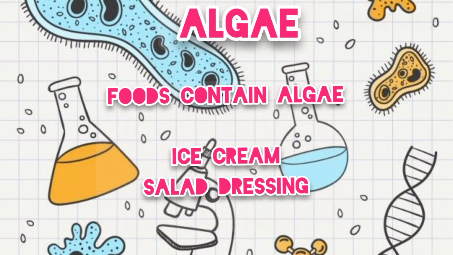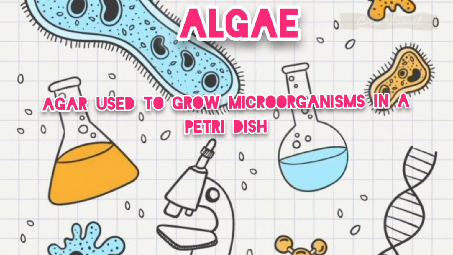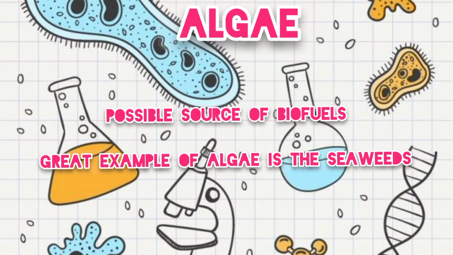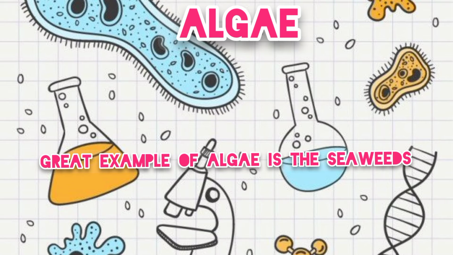Some products contain ingredients from algae, such as foods like ice cream, salad dressing, or beverage products, lipstick, or even toothpaste. Agar, for example, is a gel-like substance derived from algae, which can be mixed with various nutrients and used to grow microorganisms. And also a good example of algae are the seaweeds.